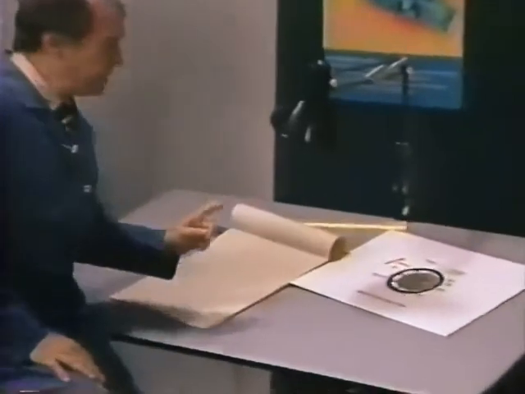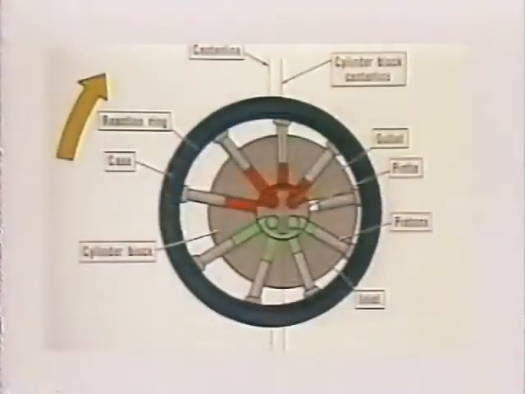There are 3 basic types of piston units. In this one, the bores in the cylinder block look like the spokes of a wheel. The pistons move in and out of them radially as they follow the inner contour of the reaction ring. The displacement is determined by the amount the reaction ring is offset from the center line of the cylinder block.